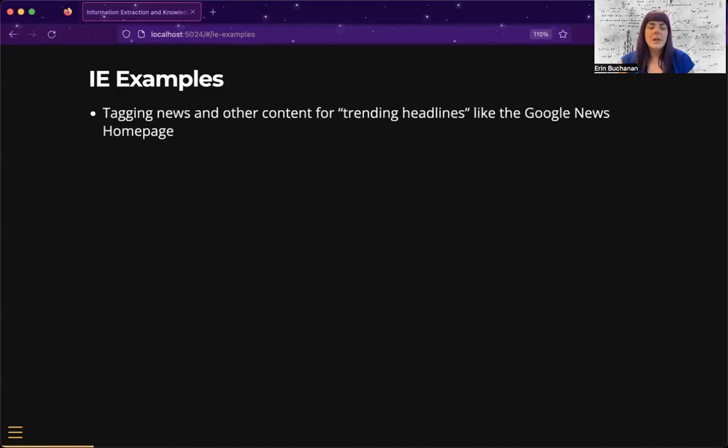So some examples. Let's say we want to tag news and other content for those trending headlines. So Google News's homepage has this sort of trending now concept of what people are looking at because they have that data, right? But then there's also summaries or reviews on Amazon where you can click on a concept to see the reviews that cover that concept. Okay, that would be Keyphrase Extraction. And a bunch of other places that we see these sort of trending comments, right? Like on Twitter, for example.